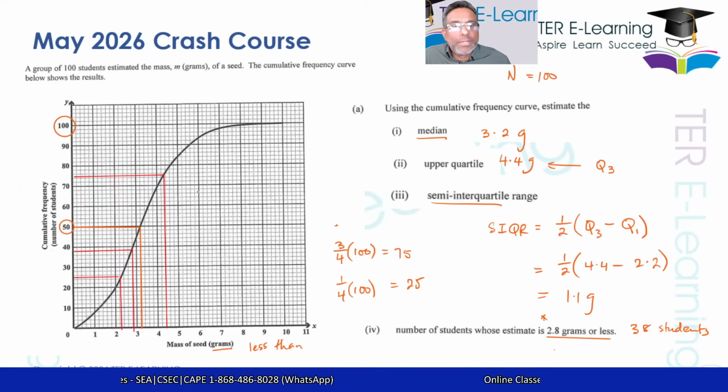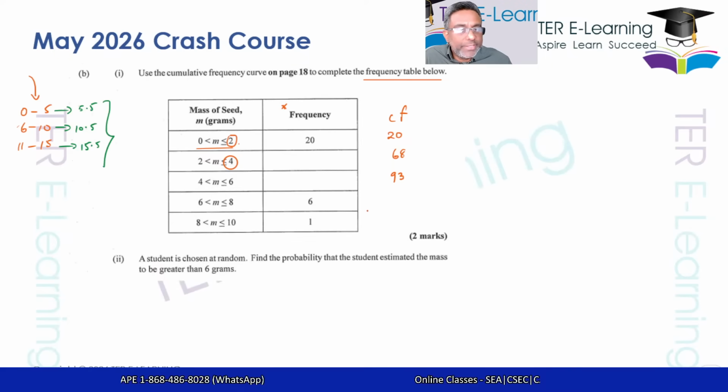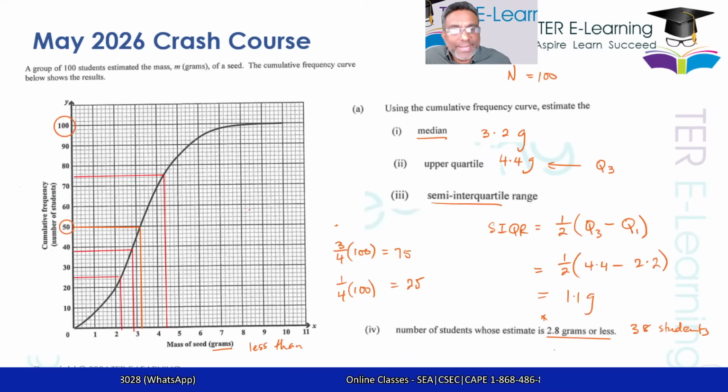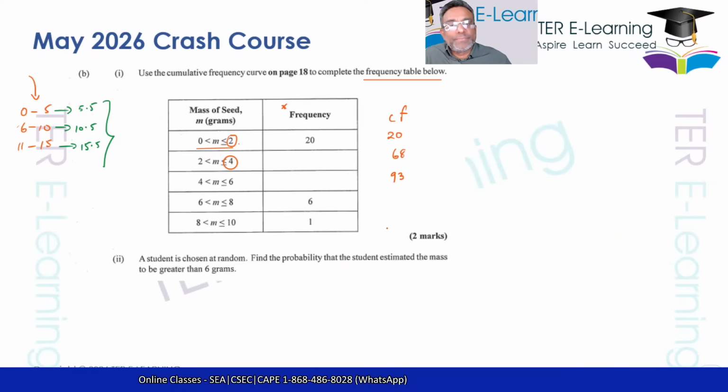The next one is 8. Let's see what we get for 8. If I read off at 8, that looks like about 99. And then the last one will be 100.